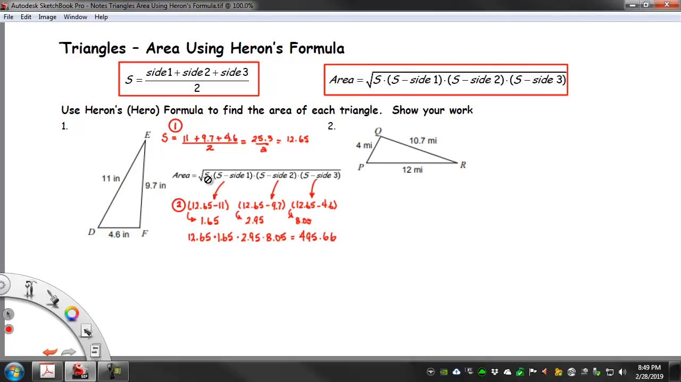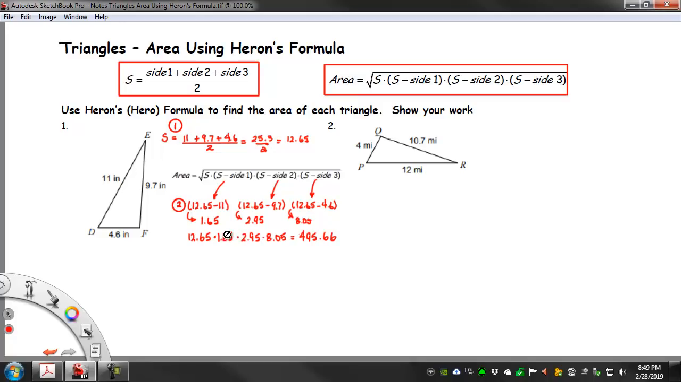There is step 2. I take the 12.65 that we got from here, I subtract 11 from it, I find that number, it's 1.65, kind of write that down on your paper. I take 12.65 minus the 9.7 for side 2, I get 2.95, and then I take again the perimeter divided by 2, which is that letter S, minus 4.6, I get 8.05.